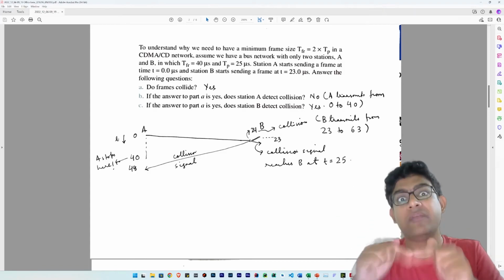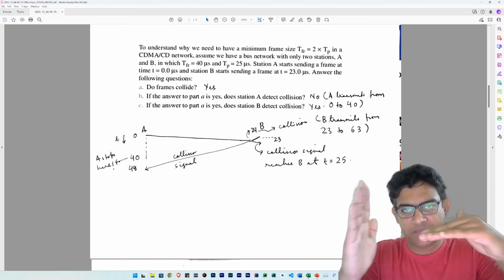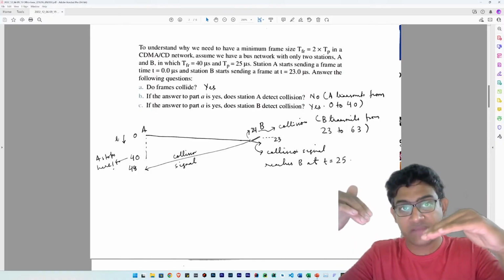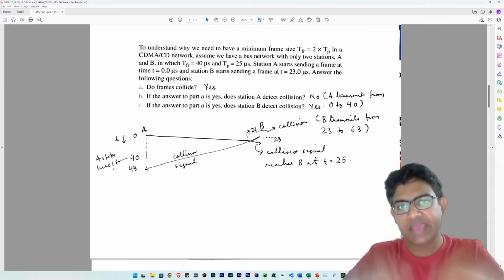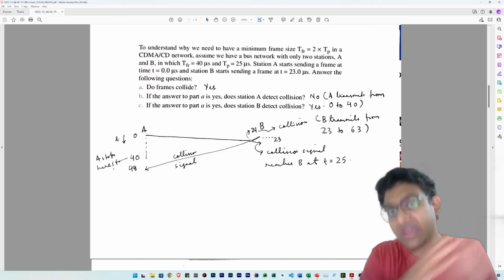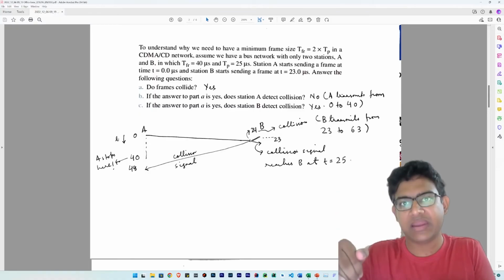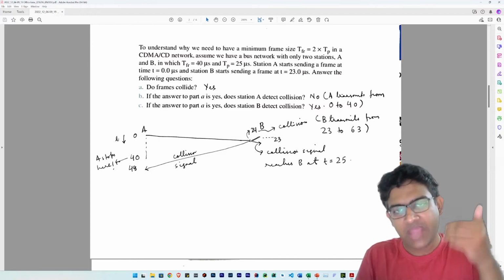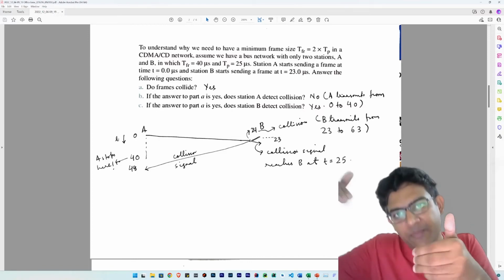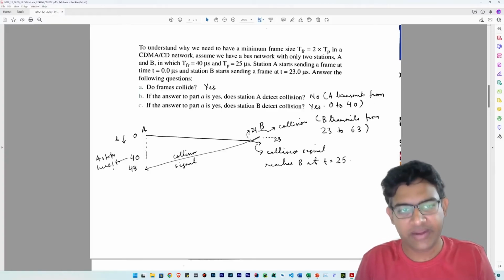They will collide at 24, right? Because they're going at the same speed. At 23, A is almost there near B, but B also starts to transmit, right? Not giving chance for A's signal to reach B, because B senses the carrier. A's signal is not there yet. It will need 25 microseconds to reach there. But at 23 itself, B senses the carrier, finds no signal of A, starts to transmit. So they will collide at t equal to 24. In 1 microsecond, A will go half the distance left to reach B, and B will come towards A, and they will collide at t equal to 24. So yeah, they will collide.